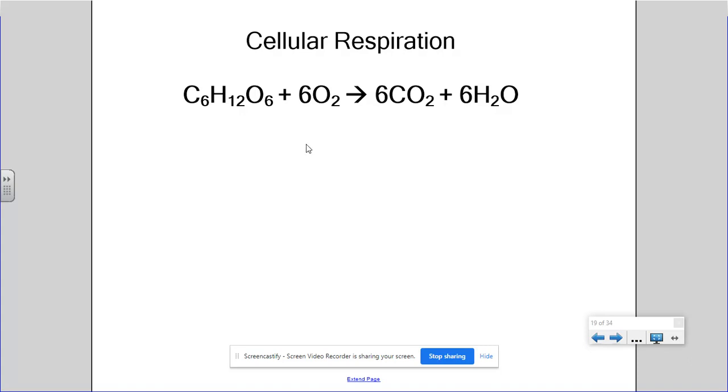And the two products that are made are carbon dioxide and water. As we break down glucose, we're actually going to release that energy and use it to make ATP, which drives all of our cellular work.